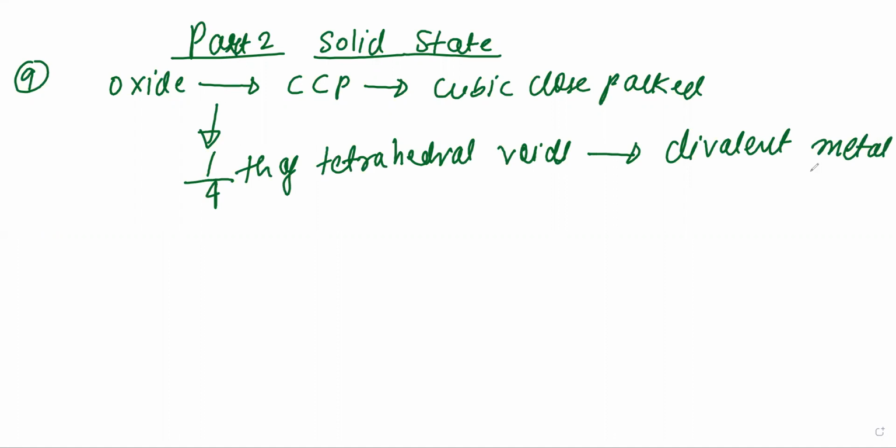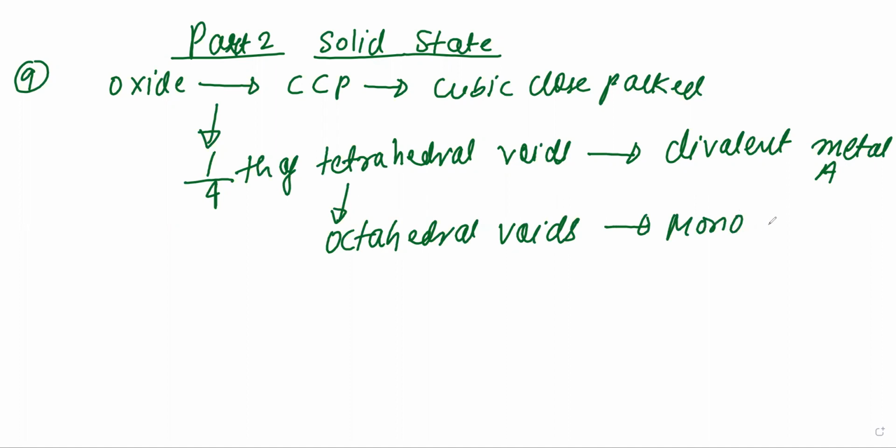That is called A. And the octahedral voids are occupied by a monovalent atom. Divalent means its valence is 2, right? Octahedral voids are occupied by a monovalent atom, so the B type element is monovalent atom B. You have to find the formula of the compound.